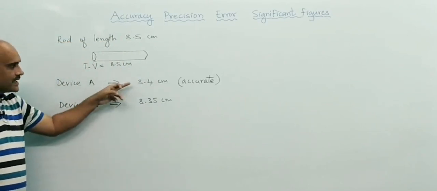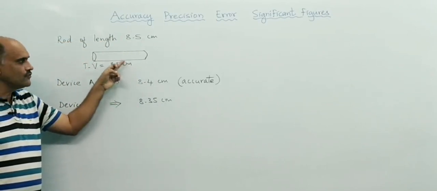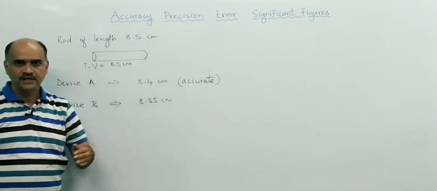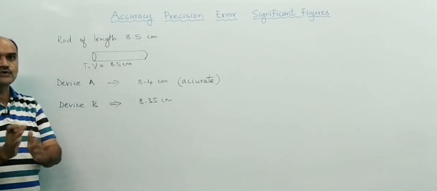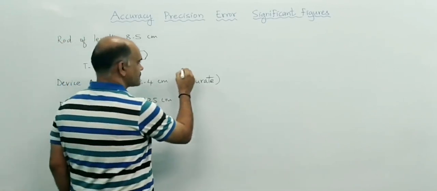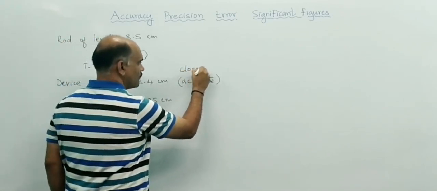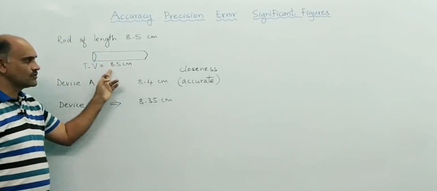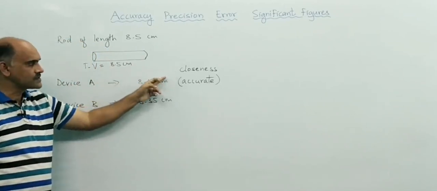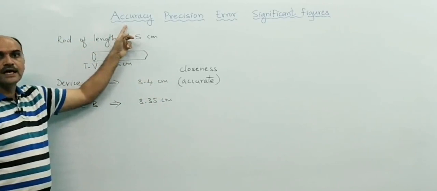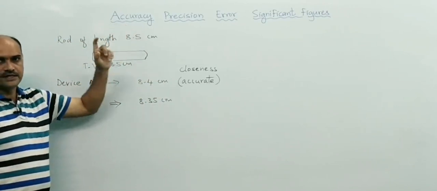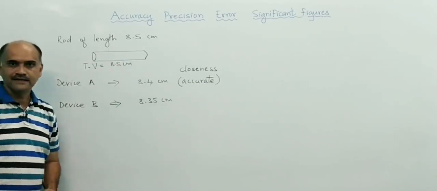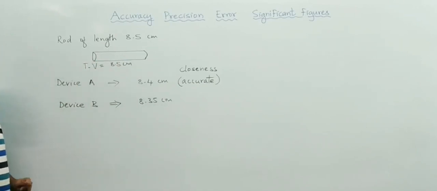So the nearness of the measured value with the true value is called accuracy. The closeness of the measured value with the actual value or true value, that closeness we call accuracy. Clear, students? So accuracy is closeness to the real value or true value.